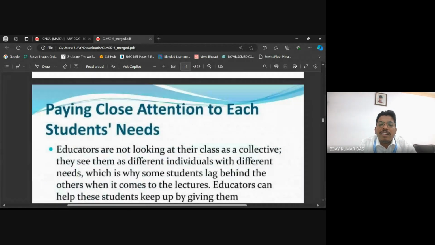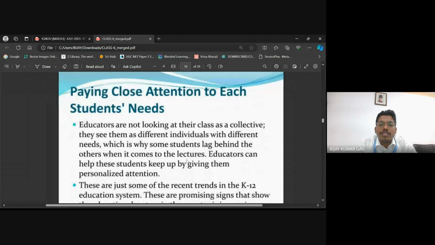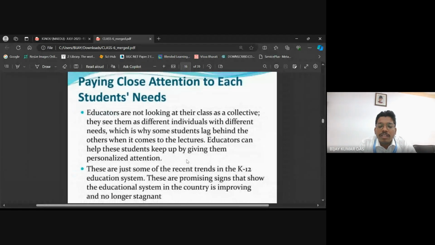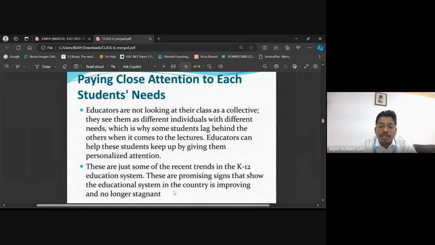And paying close attention to each student's needs, isn't it? So it is also a matter of concern, from a teacher's point of view, how attentive and good a teacher you are. So it is very much important, right? We can say that paying close attention to each student's needs, right?